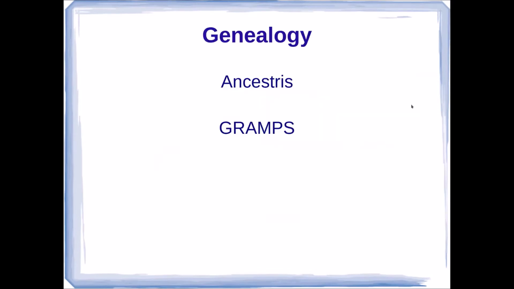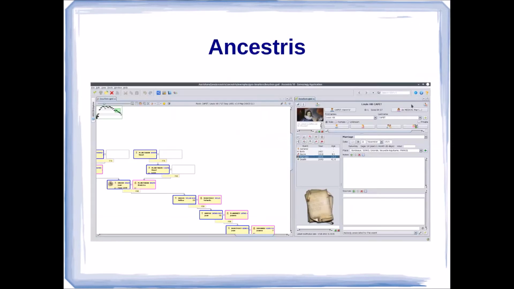For genealogy, Ancestris and Gramps are the two that I'm going to talk about. There are a number of other ones. Here's a picture of Ancestris. It runs on Java, so it's naturally multi-platform.